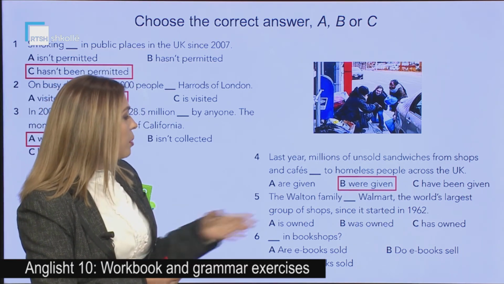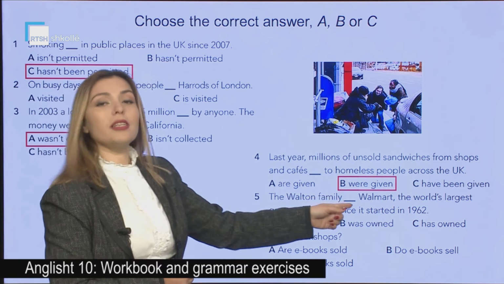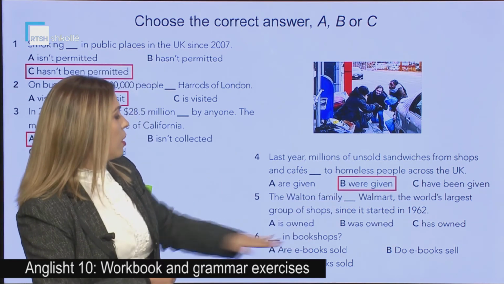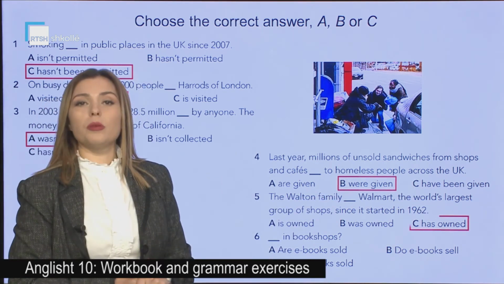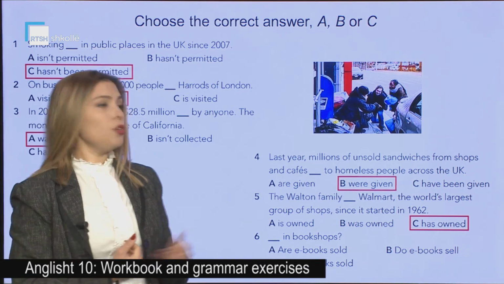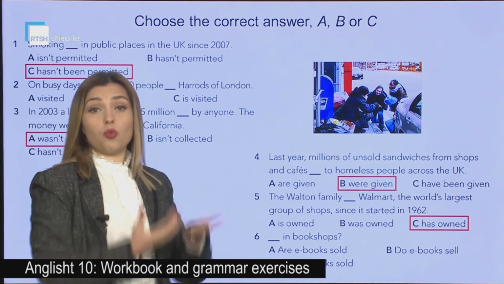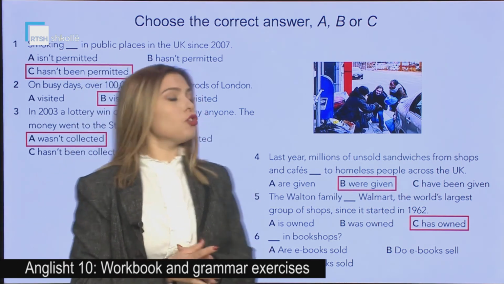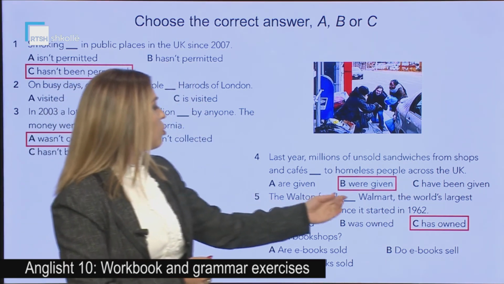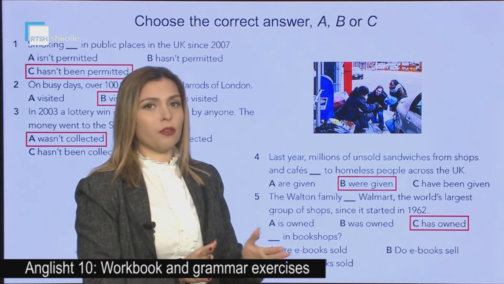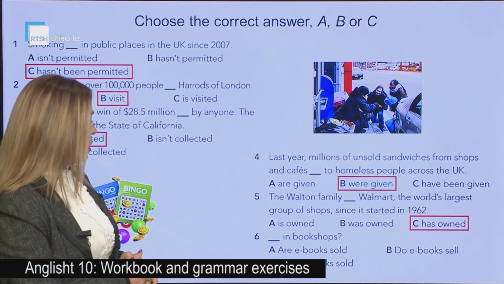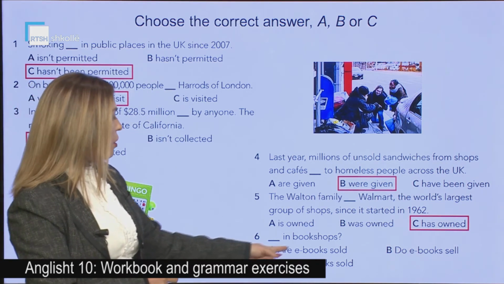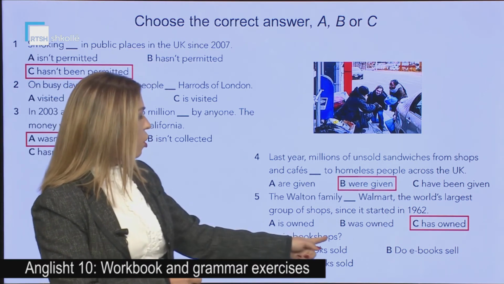So this family, you need here an active form. Has owned, because if it was passive, you needed to understand that it was owned by someone else. We don't have that information, so it has owned Walmart. Active form here. And number 6, are e-books sold in bookshops?